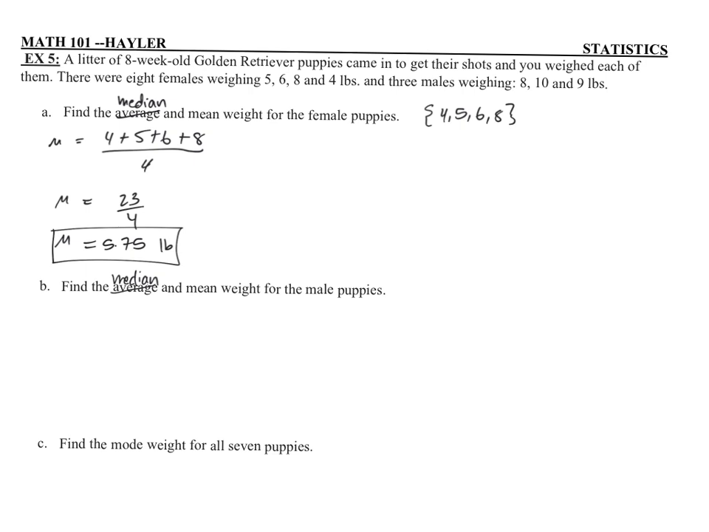Now let's find the median. The median, remember, is the middle number. But when I look at this, there is no middle number, so I need to take the average of the two middle numbers. X tilde is 5 plus 6, which is 11, divided by 2, which is 5.5. So the median is 5.5 pounds.